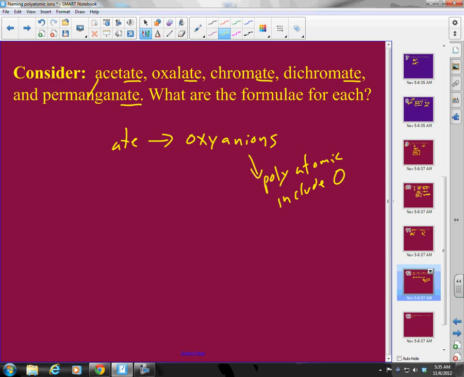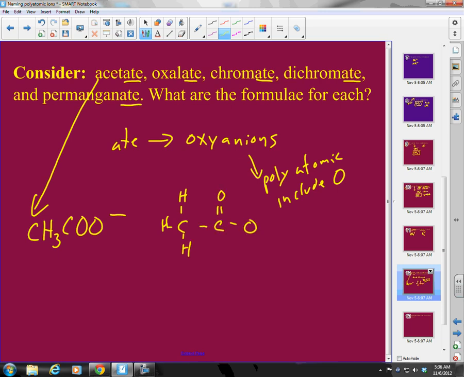Okay, acetate. You just need to memorize this. CH3COO minus. Good. And the reason I write it this way is because it tells me its structure. This helps me do my Lewis structure when I write it this way. That's what acetate looks like. Now, if you want to do C2H3O2 minus, that's fine. Oxalate, C2O4 2 minus.